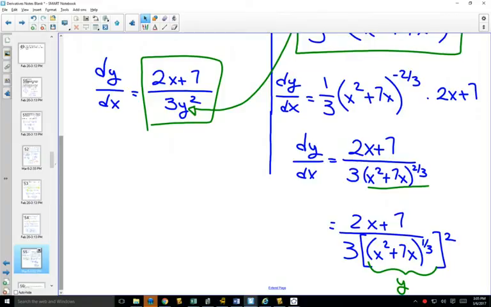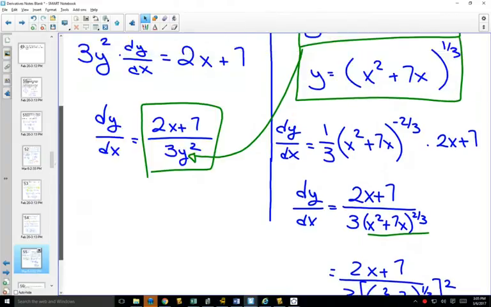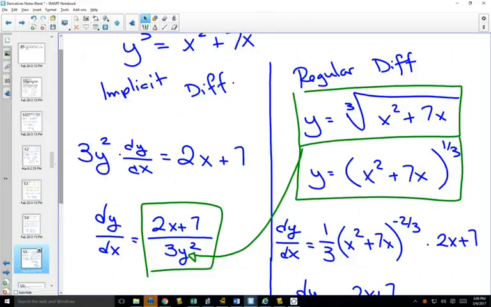Now, so both work. What's nice about implicit differentiation is you don't have to first get y by itself in order to do it. In fact, you can do it even if you can't get y by itself, which is where it's really powerful. And by not having to get y by itself, often finding the derivative is easier and more straightforward. You just get an equation in terms of x and y instead of just an equation in terms of x.